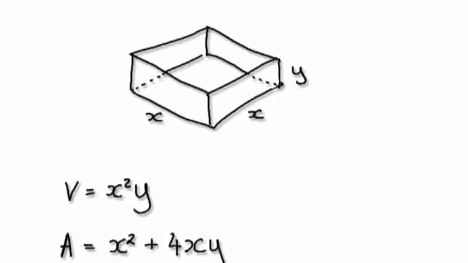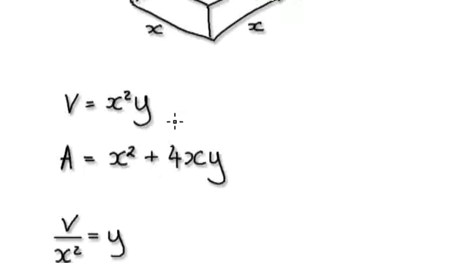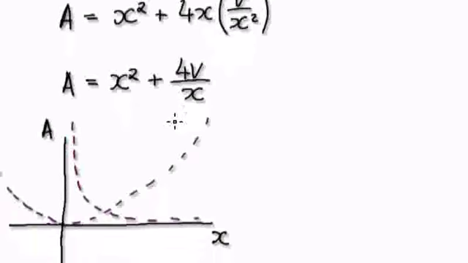Following on from the previous video, we were trying to minimize the amount of material needed to produce this open top box for any given volume. We got to this stage here, where when x is big, it wants to do the positive quadratic. When x is small, it wants to do the reciprocal. So overall, our graph will look something like this.